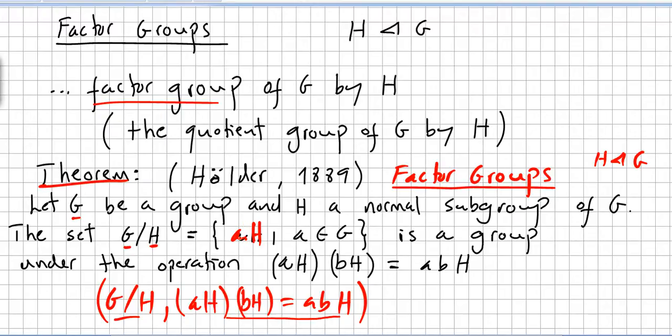I read somewhere that this notation for factor groups is due to Jordan. I have to check if this is true, and I also have to check if Hölder in 1889 is the author of this theorem.